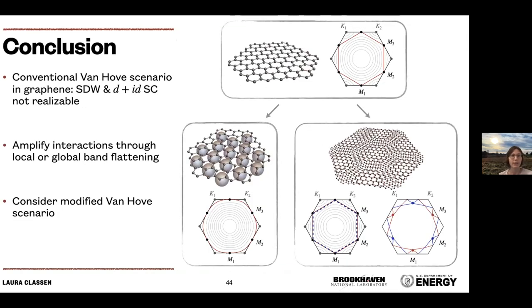So with that, let me go to my conclusion where I want to compare these three scenarios quickly. But first, let me say again that I've argued that this conventional Van Hove scenario in graphene, although interesting with spin density wave and D plus ID superconductivity, is not realizable. Instead, we have to consider modified Van Hove scenarios, for example, in intercalated graphene or twisted bilayer graphene. And in both cases, this modification also comes together with an amplification of the interactions either through a local band flattening or global band flattening.